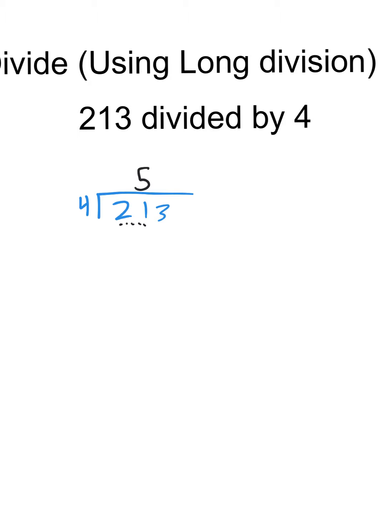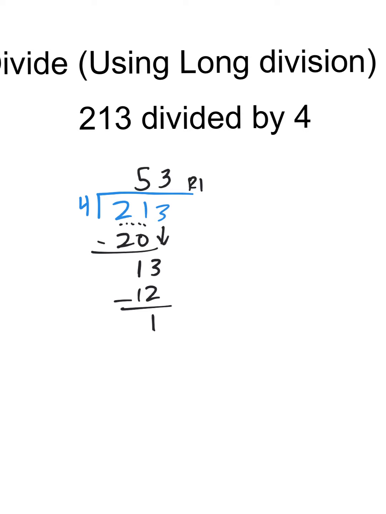So then after I figure out how many times 4 goes into 21, I multiply 5 times 4 and get 20, and then subtract. So you multiply, then subtract, and get 1. Okay, and then you do the same thing after bringing down the 3. So you say, okay, how many times does 4 go into 13? I think it goes in 3 times. So 3 times 4 is 12, same thing, and then we're going to subtract and get a remainder of 1.